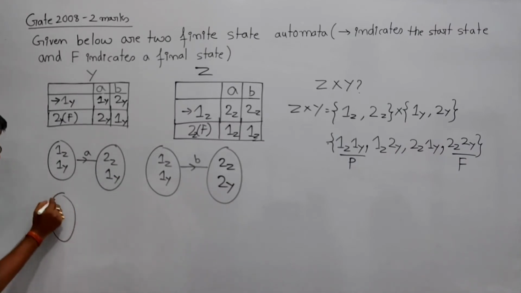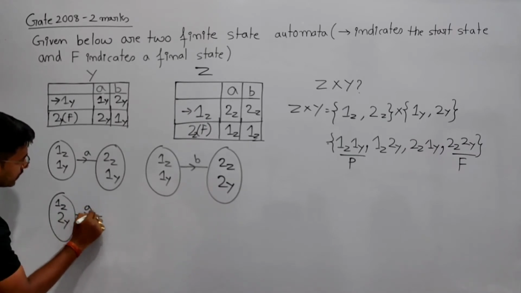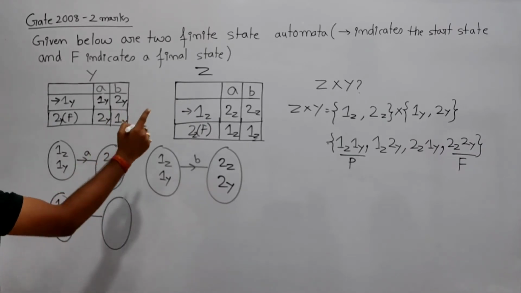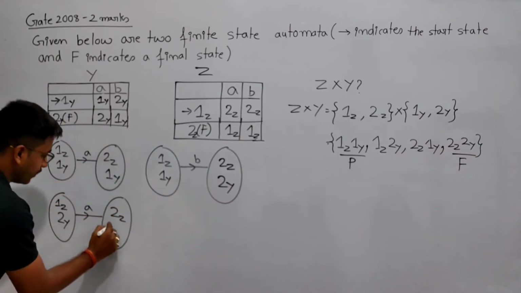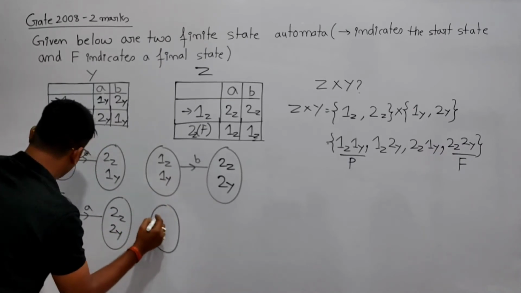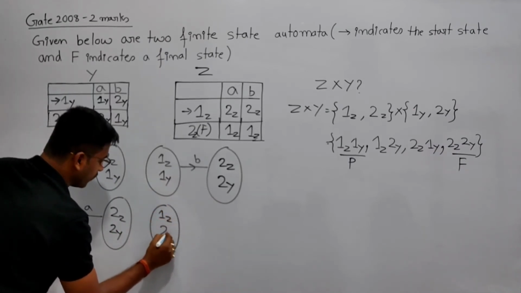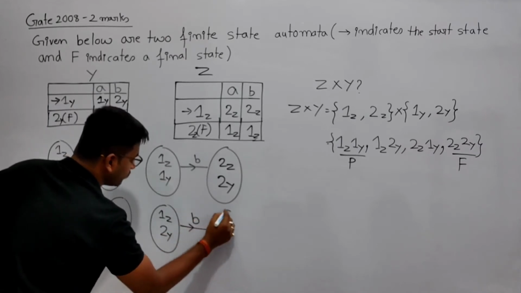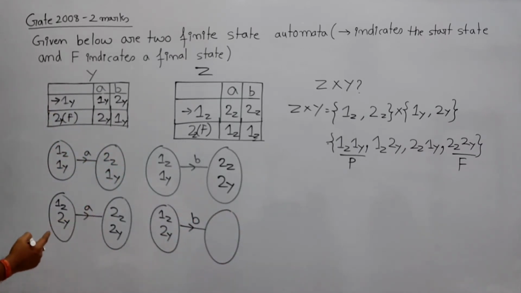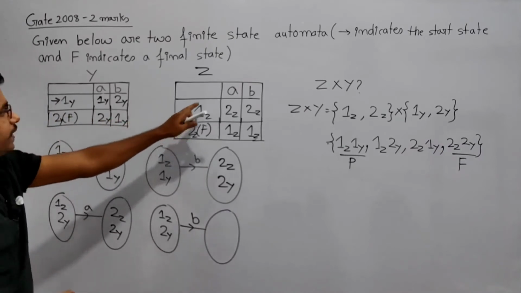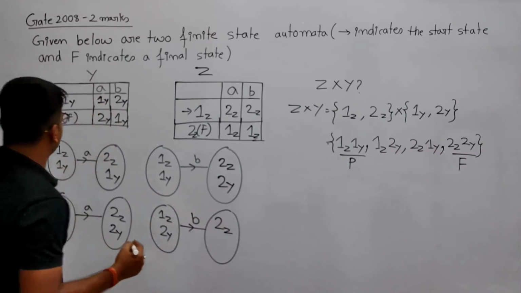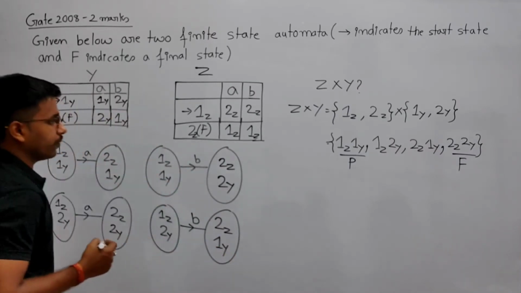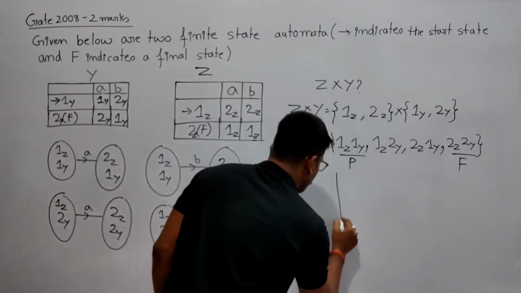Okay. Now similarly we will find for 1Z, 2Y. 1Z on getting A, where is it going? 2Z. 2Y on getting A, where is it going? 2Y. Now similarly 1Z, 2Y on getting B, where is it going? 1Z on getting B goes to 2Z. 2Y on getting B, where is it going? 1Y. Okay, so let me draw the transition table for this.